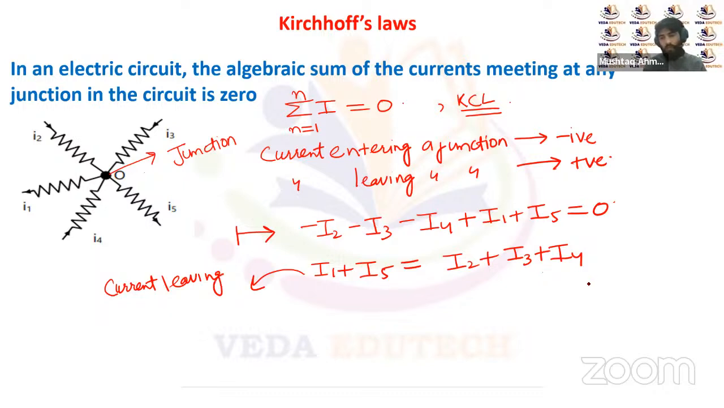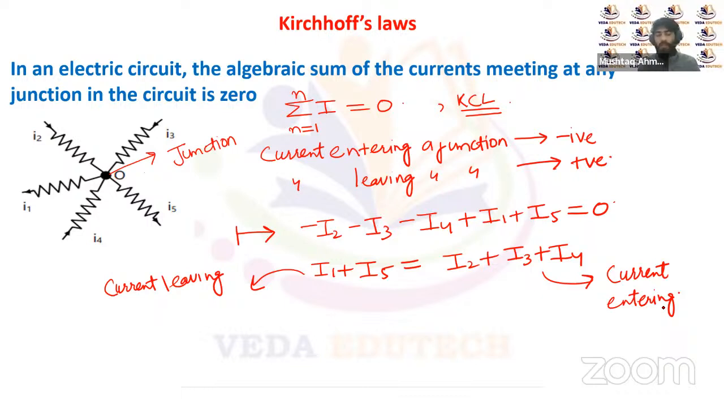And what is this I2 plus I3 plus I4? This is current entering a junction, right? There are two statements of the same law. One statement is that the algebraic sum of the total currents at the junction is equal to 0, or we can say whatever the current entering a junction, the same amount of current must be leaving the junction.